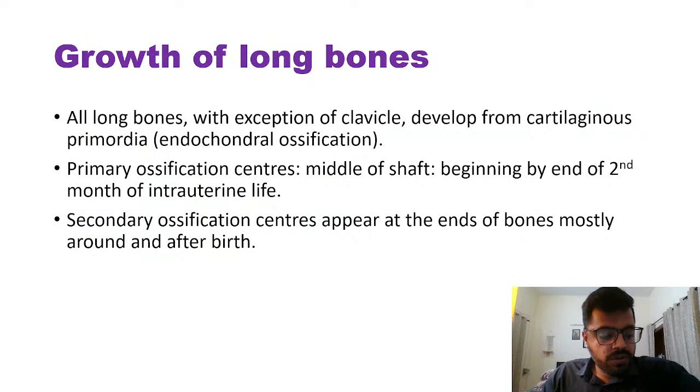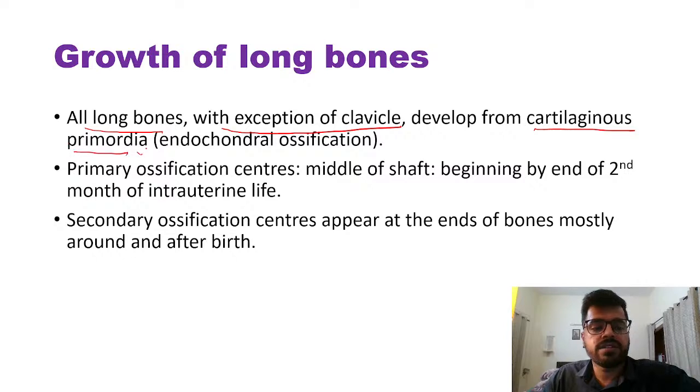Now we talk about the growth of long bones. All the long bones, with an exception of clavicle, develop from a cartilaginous model. Cartilaginous primordia, that is enchondral ossification. That is, there's a cartilage model. For example, this is the bone.